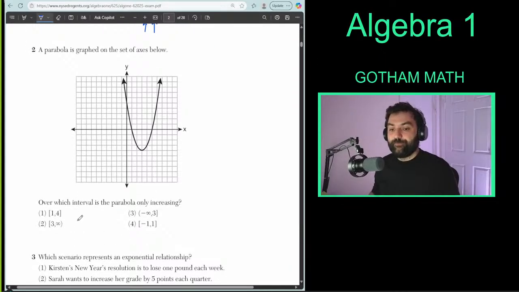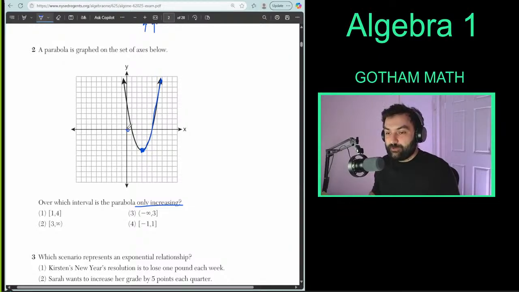All right, number 2. Over which interval is the parabola only increasing? Only increasing means only going up. So from where to where is it only going up? From here, it's going up, and boom, boom, boom, and all the way. So what does that mean? Where is that? What's that point?